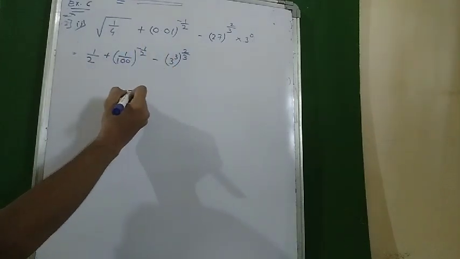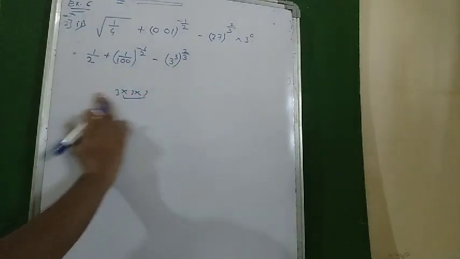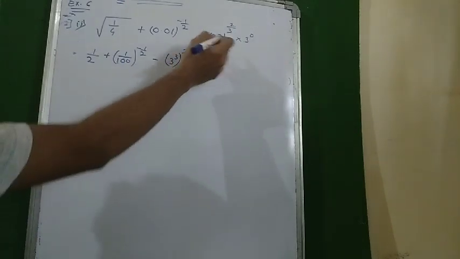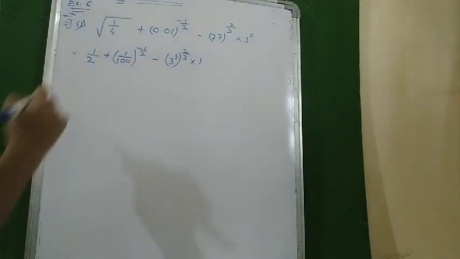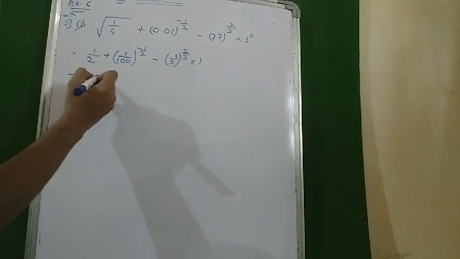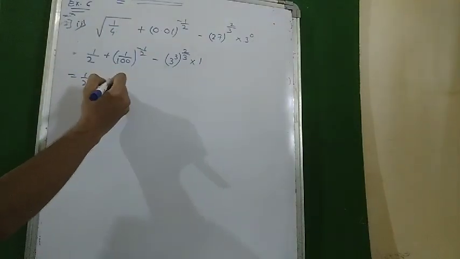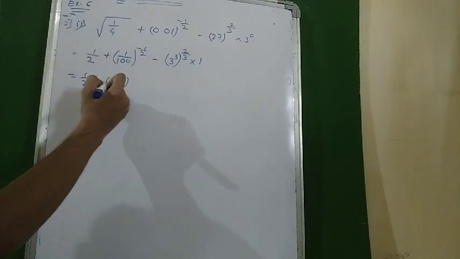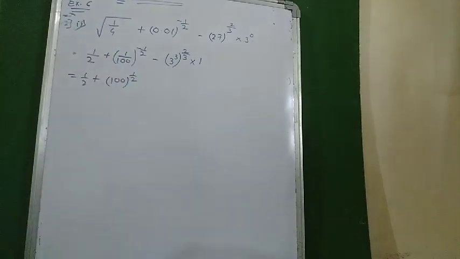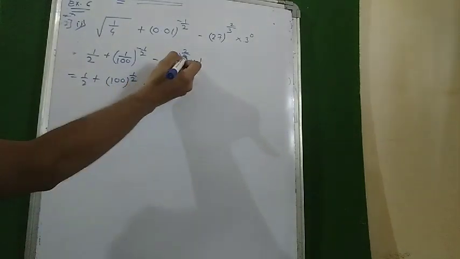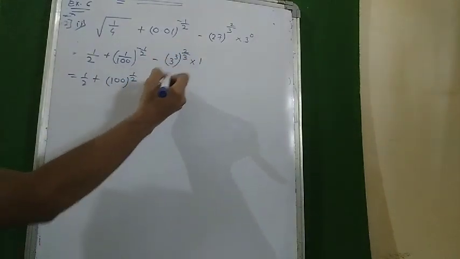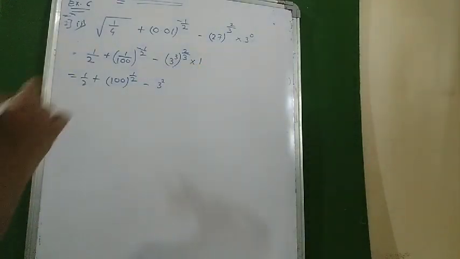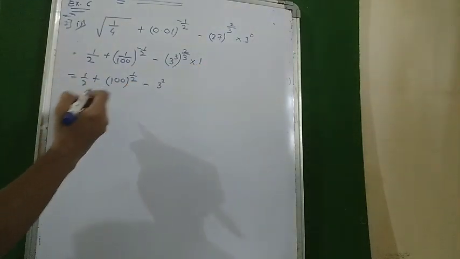3 raised to 3 is 27, right? 3 3s are 9, 9 3s are 27. And this 3 raised to 0 is 1. Okay, 1 upon 2 as it is. It is minus sign, so I will do reciprocal. 1 upon 100 will become 100 upon 1 whole raised to 1 upon 2. Okay, minus this 3 gets cancelled. So we have 3 raised to 2, and any number multiplied by 1 is the number itself. Pay attention. Now it is 100 raised to 1 upon 2.